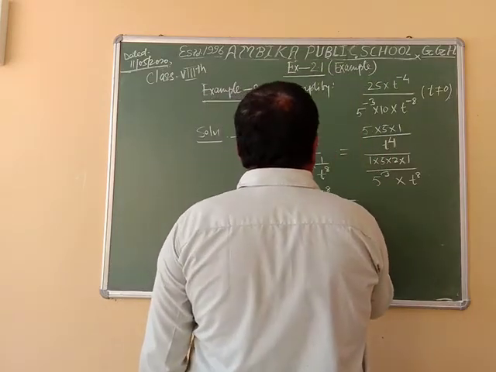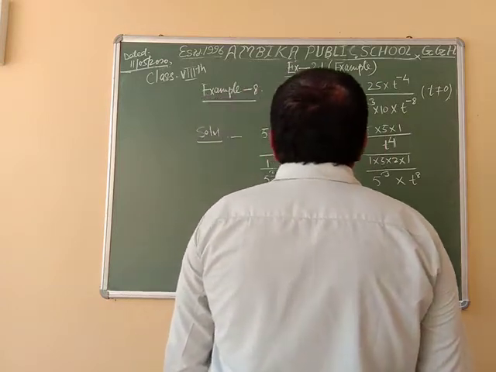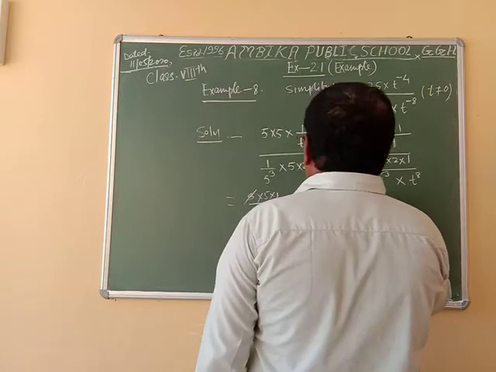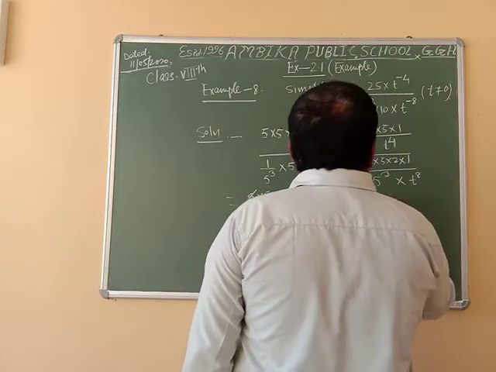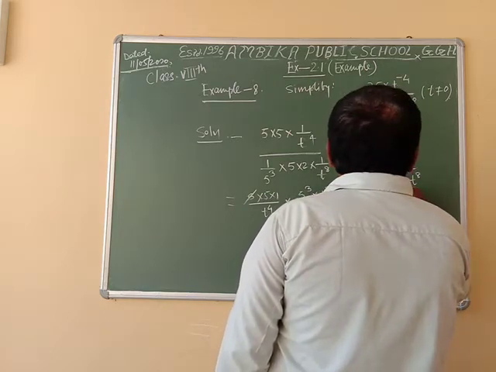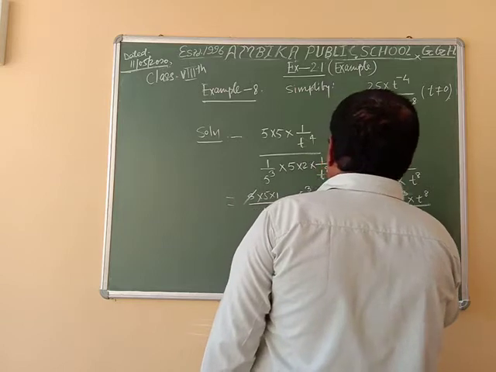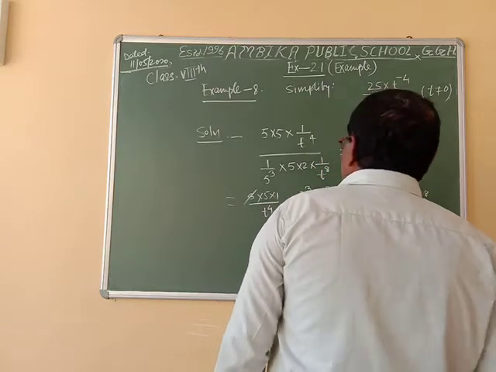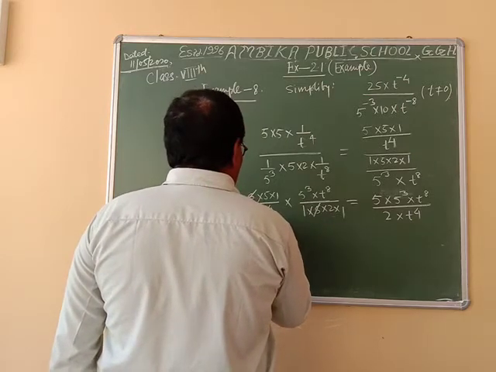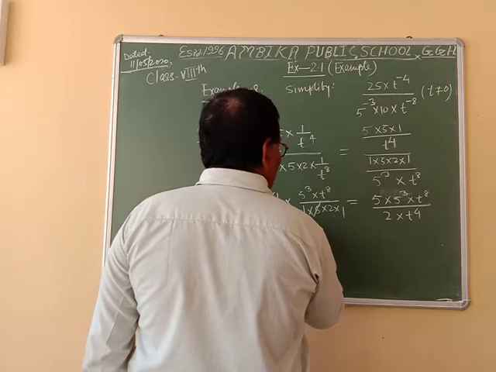5 will be cancelled, and 5 into 5 to the power cube, that is 5 to the power 1 plus 3, into t to the power 8 by 2 into t to the power 4, is equal to 5 to the power 1 plus 3 into t to the power 8 minus 4 by 2.